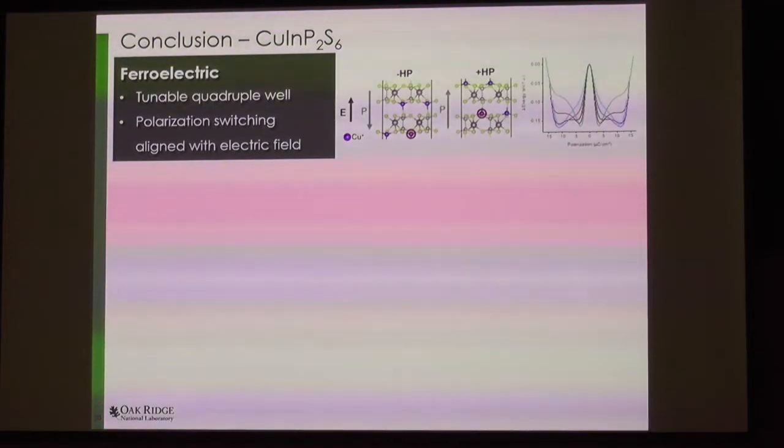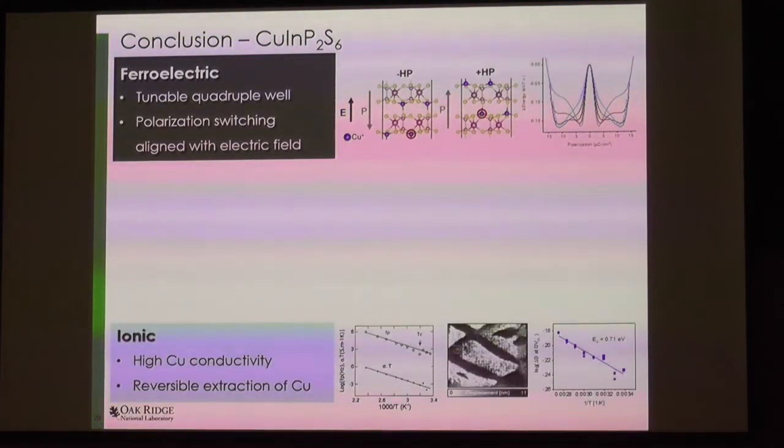So to summarize, in conclusion, copper indium thiophosphate is a ferroelectric. It has a tunable quadruple well, so we can have polarization switching aligned with the electric field, sometimes purely polarization switching, sometimes in combination with a phase transition, high polarization versus low polarization. On the other end of the spectrum, we can have ionic properties. So we have a very high copper conductivity, with temperature dependence. We can even reversibly extract copper from the crystal at higher temperatures.